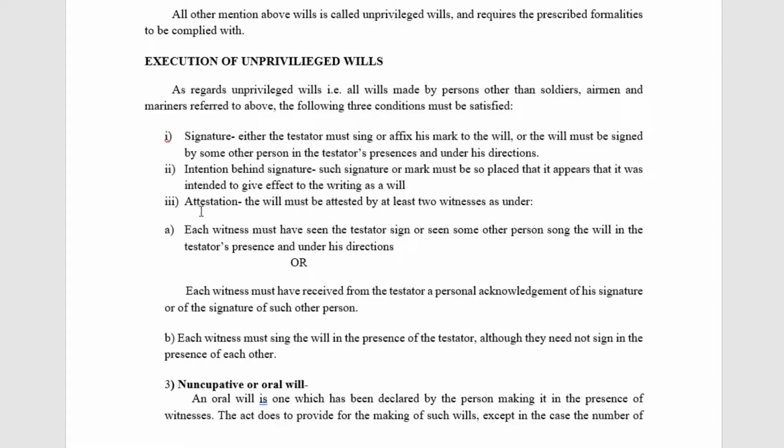The second aspect is the intention behind the signature. Here, such signature or mark must be so placed that it appears that it was intended to give effect to the writing as a will. Why must the signature or mark be placed so? Sometimes what happens is that there may be certain gaps under a will. While writing the will, there may be some gaps between the passages.